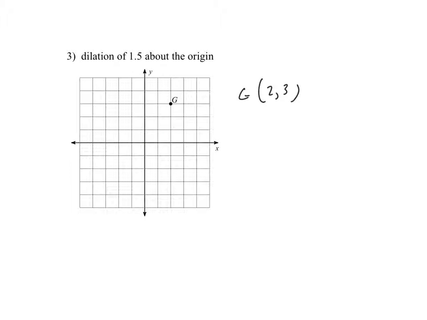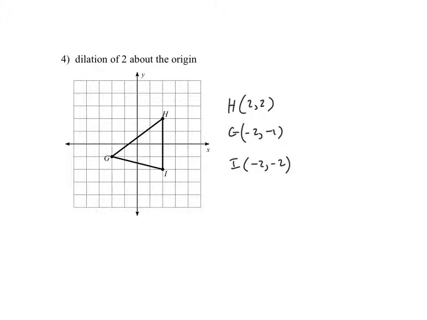My next one is going to go 1.5 about the origin. So again, I'm going to multiply. So G prime is 2 times 1.5 is 3. And 3 times 1.5 is 4.5. So we're going to find that value. So 1, 2, and 3. And then 1, 2, 3, 4.5 is around here. Just G prime.